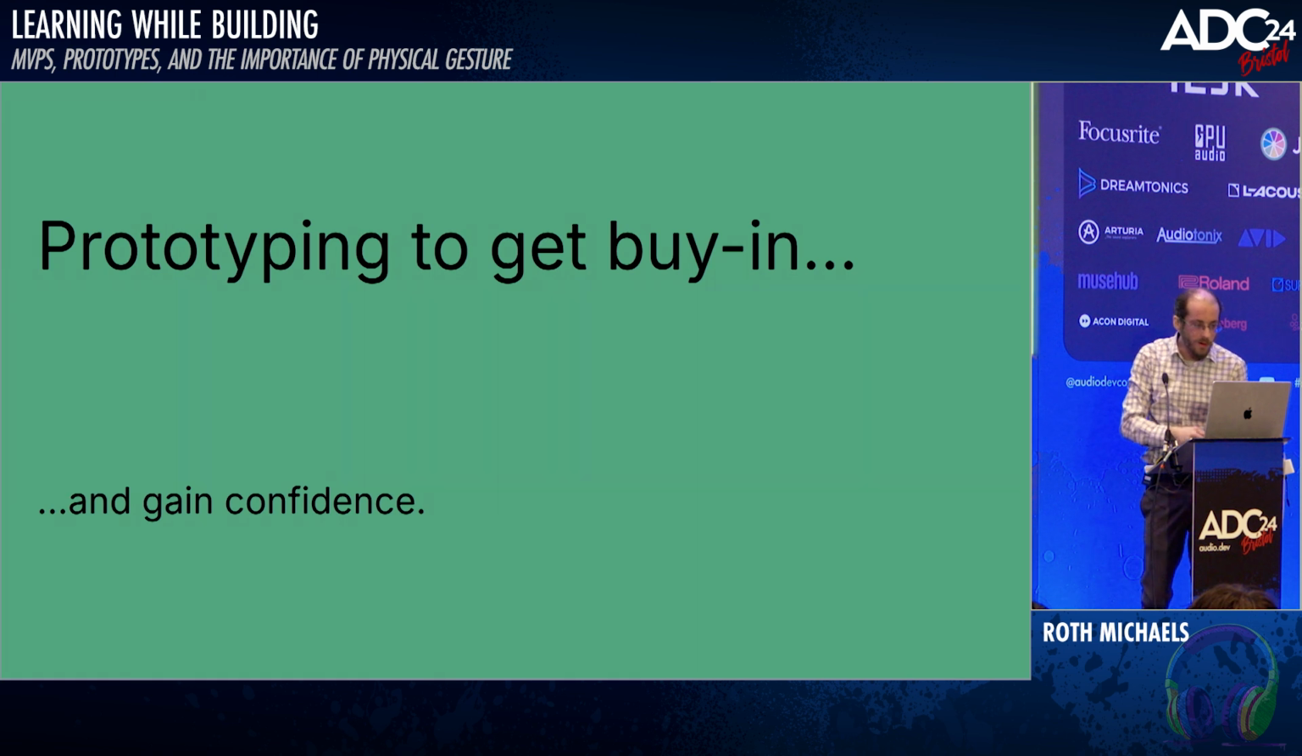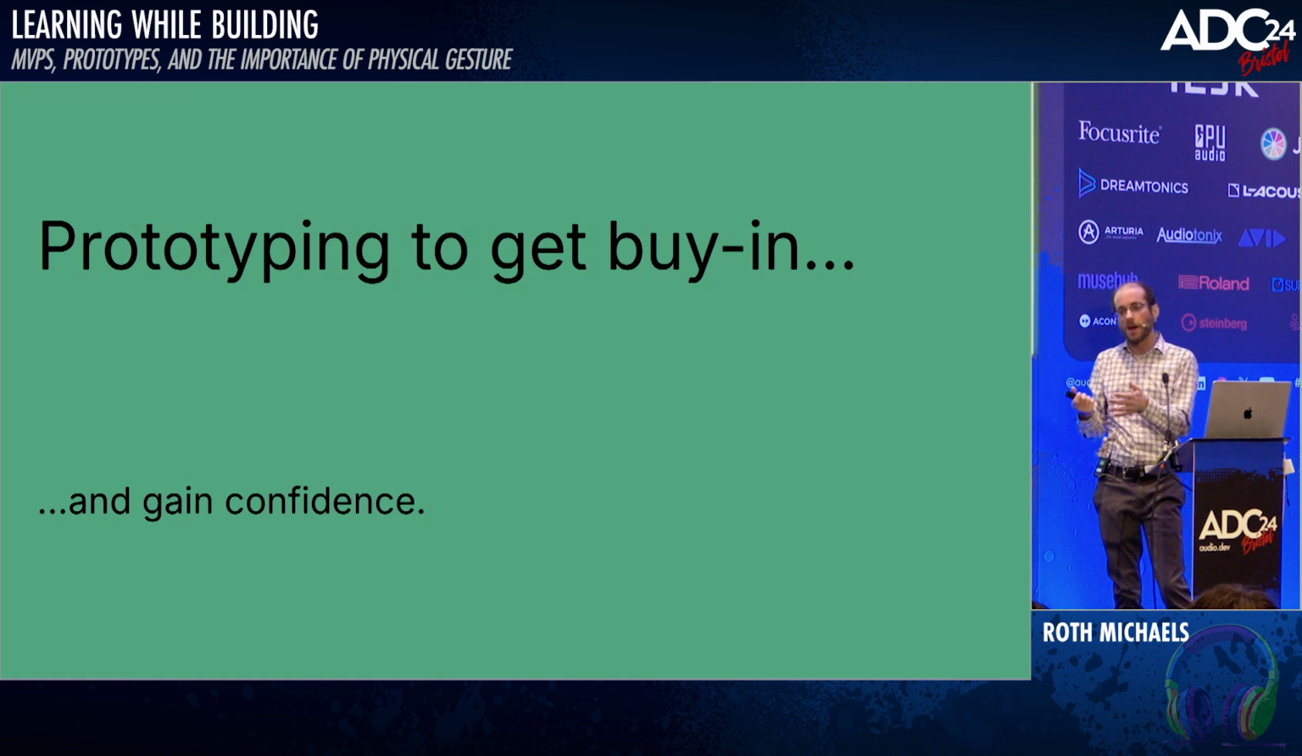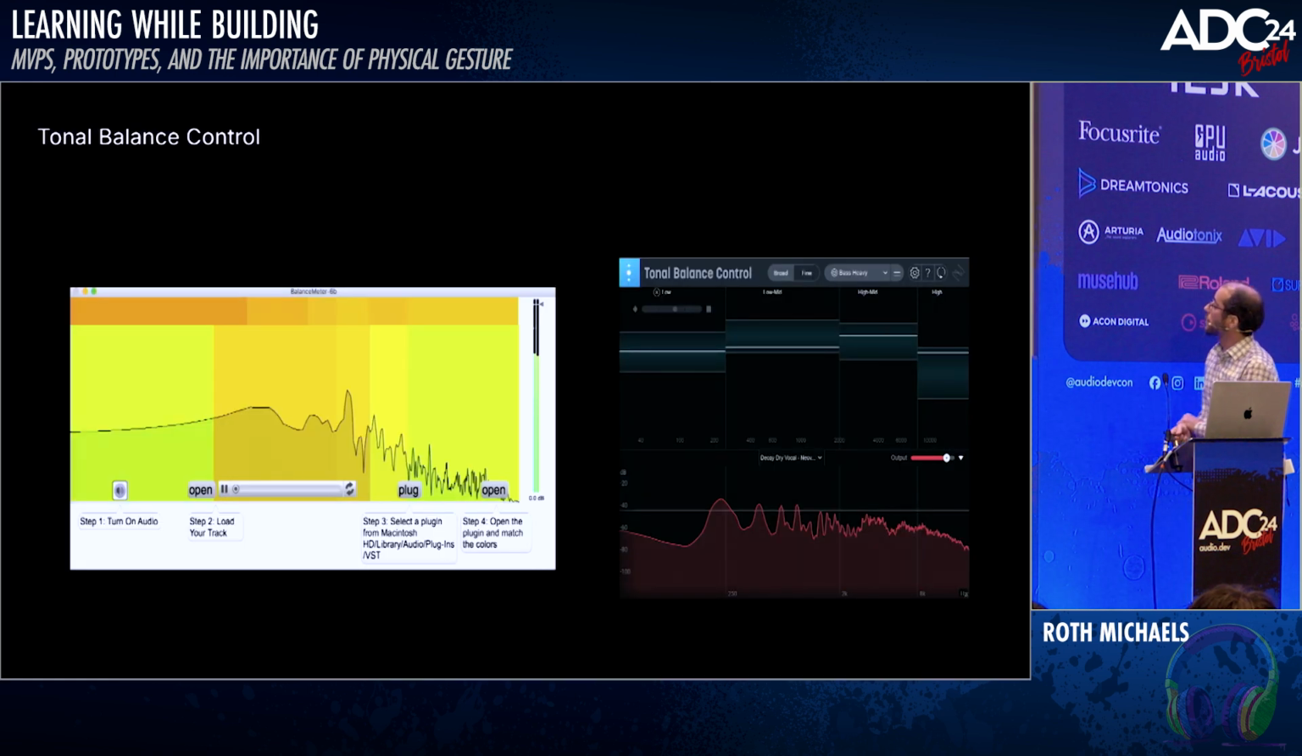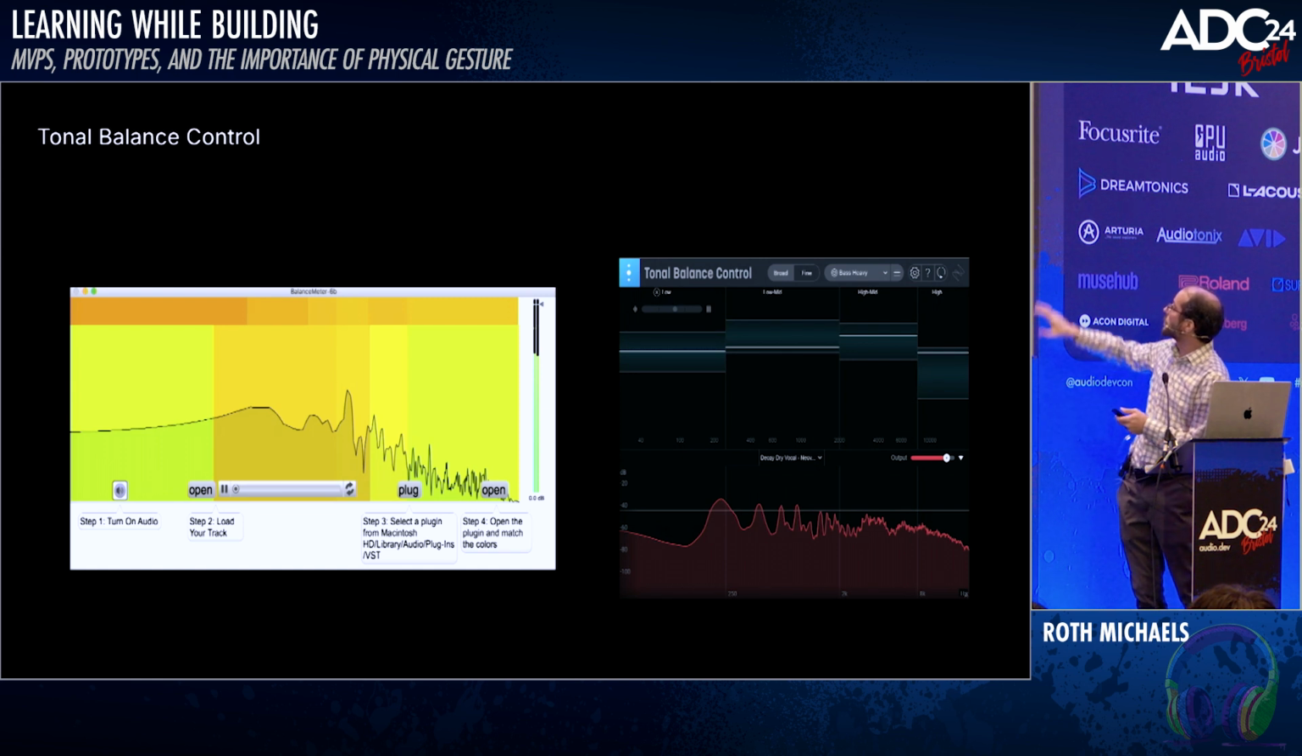So what are some reasons you might want to do prototyping other than just to learn strictly about that thing? One is to get buy-in from your colleagues that yes, this is a good idea worth pursuing, and also to give yourself confidence. Those paper prototypes I was showing you earlier ended up as this product, Tonal Balance Control, which does two things. It shows you, either in this bar graph view or a smoother spectrum view, what your audio is doing compared to some reference audio.